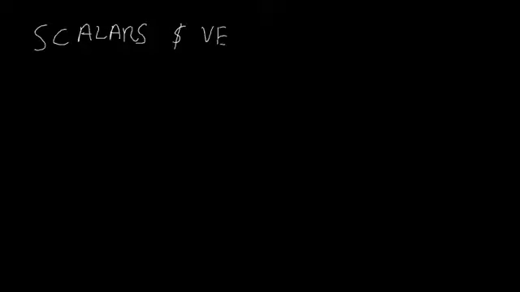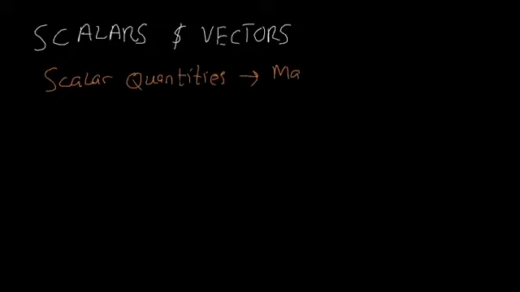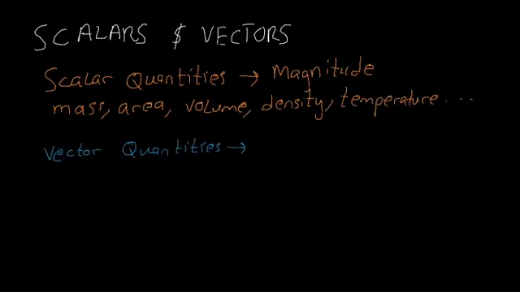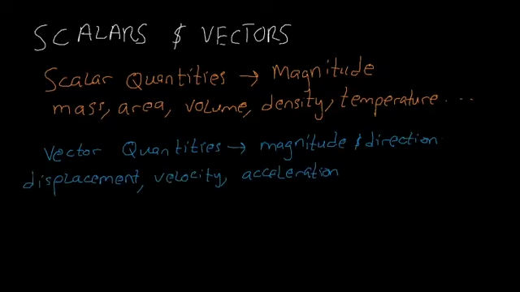Apart from classifying physical quantities into fundamental and derived quantities, we can also classify them into either scalars or vectors. Scalar quantities are quantities that can be described completely by their magnitudes without directions. Examples are mass, area, volume, density, and temperature. Vector quantities are quantities that can be described by their magnitudes and directions. Examples are displacement, velocity, and acceleration.